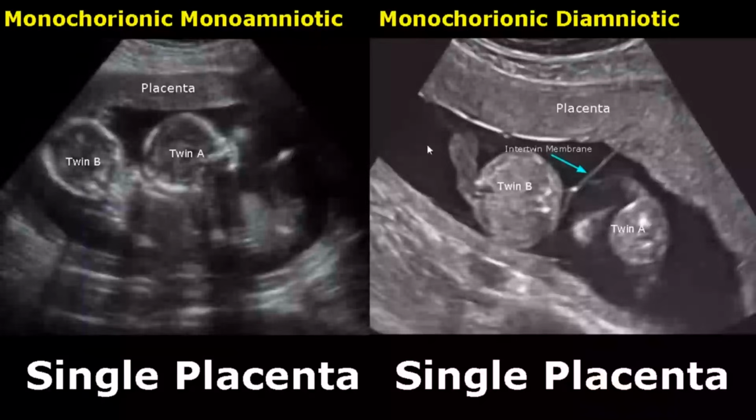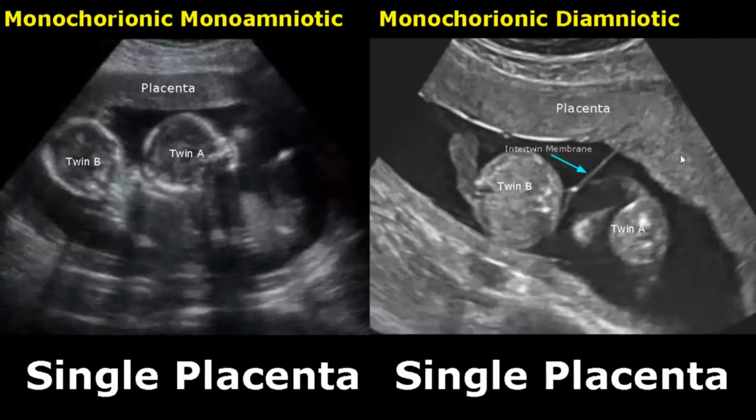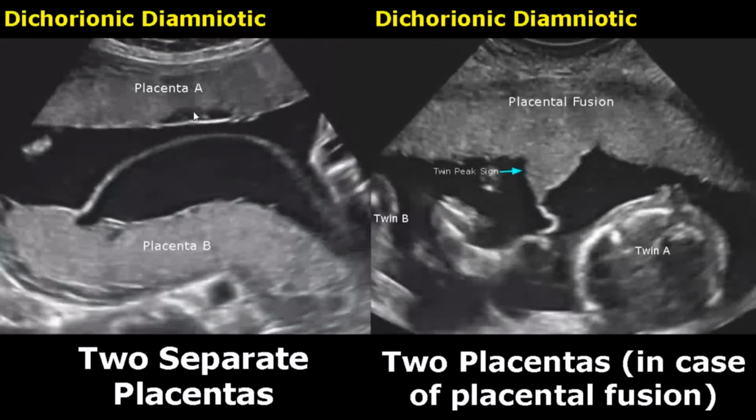Now we move on to number of placentas. These are monochorionic, monoamniotic twins. We see only one placenta that is supplying both the twins. Dichorionic diamniotic twins usually have two separate placentas, but in some cases there is fusion of the placentas if they are close to each other. They will appear as a single placenta.